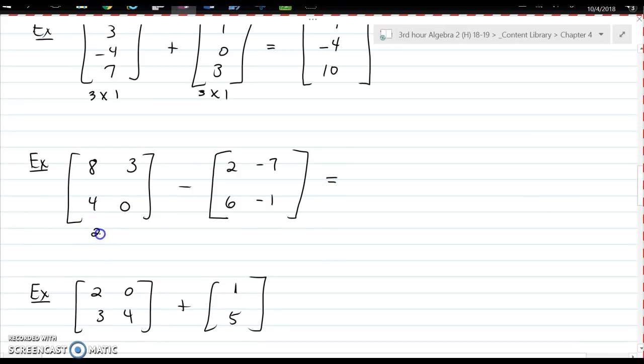We've got a 2 by 2 matrix that we want to subtract this other 2 by 2 matrix from. So my answer is going to be another 2 by 2 matrix, because we can only add and subtract matrices that have the same dimensions. So I'm going to say 8 minus 2 is 6. 3, be careful when you're subtracting, because sometimes we have to subtract a negative. 3 minus negative 7 is 10. Do you see how I'm subtracting the corresponding entries? 4 minus 6 is negative 2, and 0 minus negative 1 is 1.